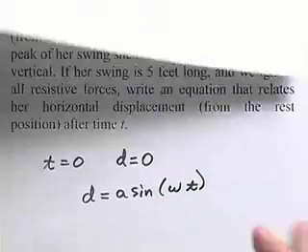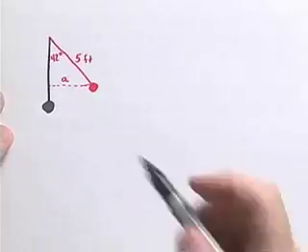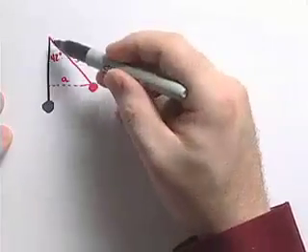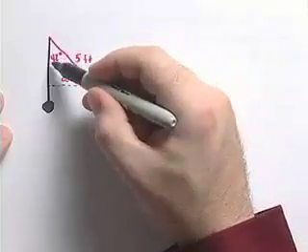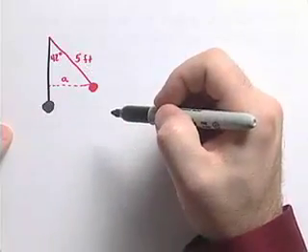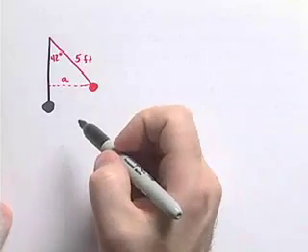We're going to go ahead and look at a diagram. Consider this is our rest position for the swing, and here's her highest point. That makes an angle of 42 degrees with the vertical, and the swing is 5 feet long. And this represents our value for A.